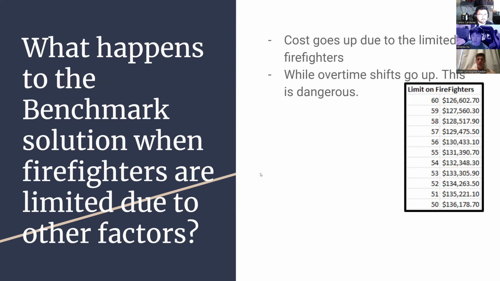If firefighters are limited for whatever reason, the total cost will increase greatly due to having to pay for overtime shifts. For example, if we were missing 10 workers, the cost would be $136,178.70, much greater than that of the benchmark.